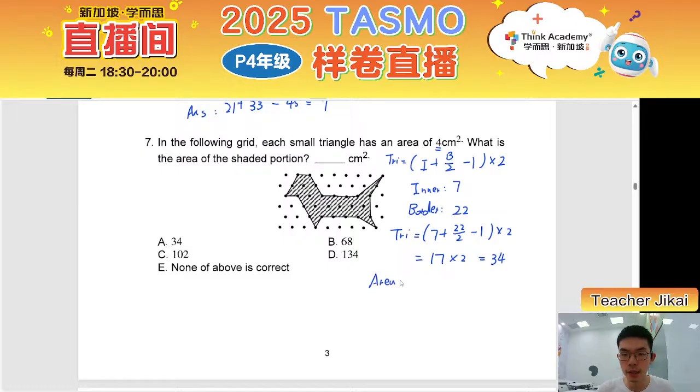So the area is 34 times the area of each triangle, so 34 times 4. The answer is 136 cm squared. Which one is correct? Nothing is correct, so E here should be the answer. Alright, so now let's go to question 8 here.